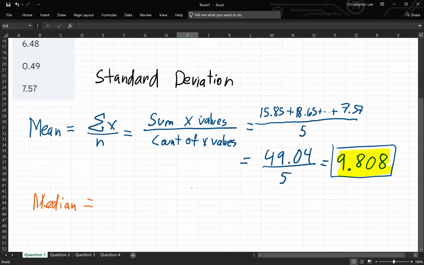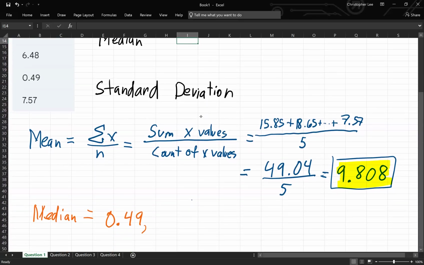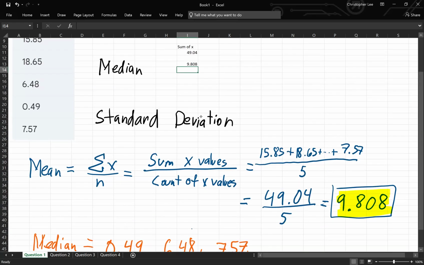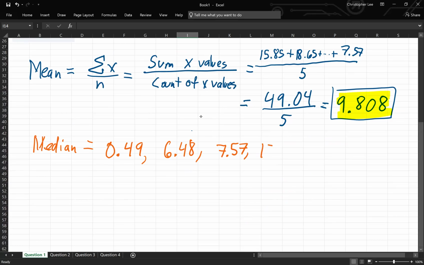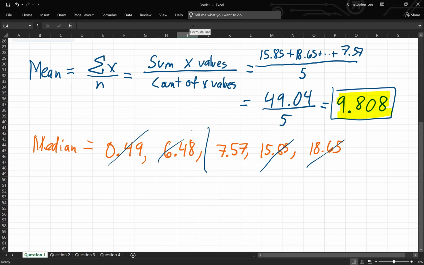I believe 0.49 is the smallest. My next number will be, I think, the 6.48. And my next number after that will be the 7.57. And my next number after that will be the 15.85. And my final number will be the 18.65. Now, after I figure that out, I want to just cross out the end terms, and then the one that's in the middle, that's my median. So what's my median? 7.57.